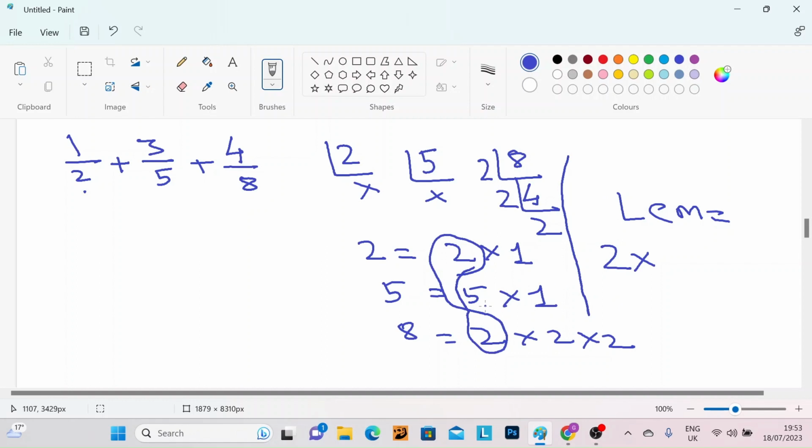We have got this 5, which hasn't got anything common in any other row. So we take this 5. We've got these 2, which hasn't got anything common in any other row, and these 2. So we get 2 times 2. So the LCM is 40. So we get the common denominator, which is 40.